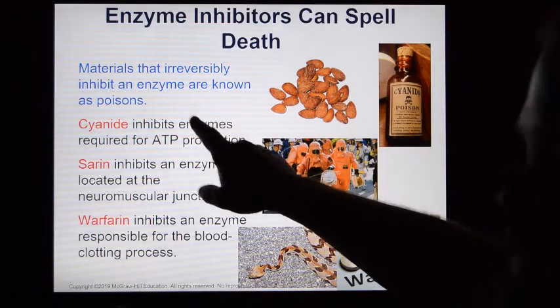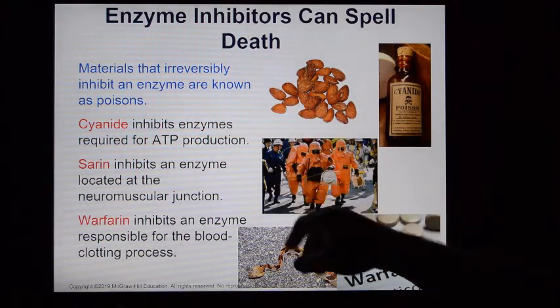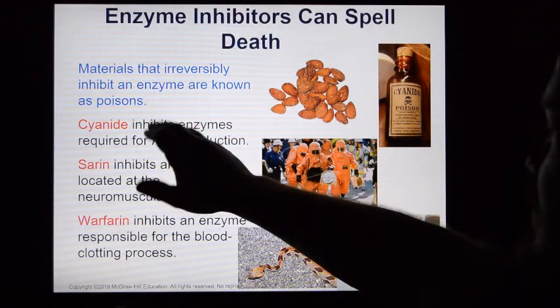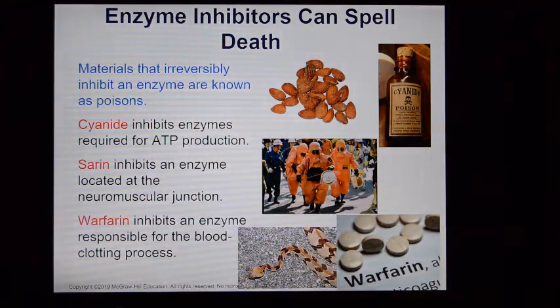Cyanide is a really famous one of these, okay? Cyanide comes from bitter almonds, and if you've ever watched a movie where somebody got poisoned, they start frothing at the mouth and just fall over dead, that is classic cyanide poisoning. What cyanide does is an inhibitor, it inhibits the enzyme that makes ATP. Okay, cyanide inhibits the enzyme that makes ATP.